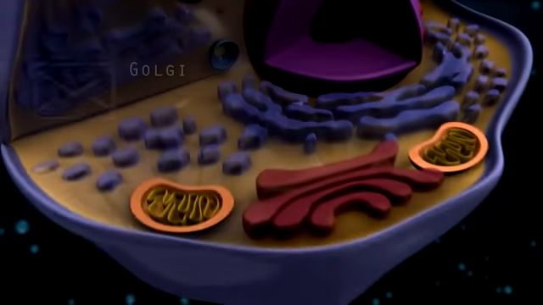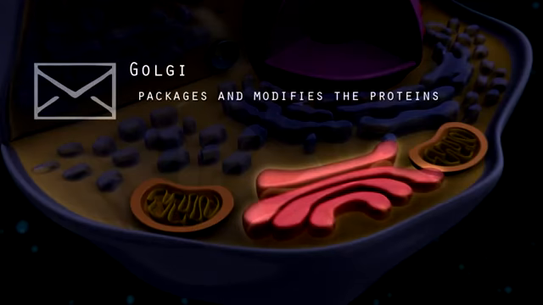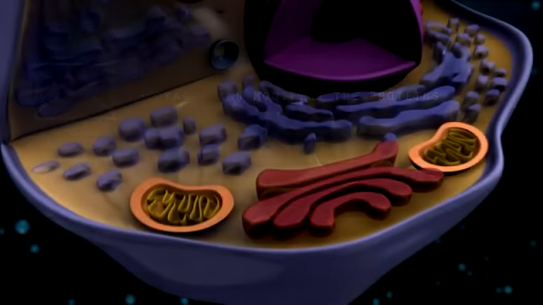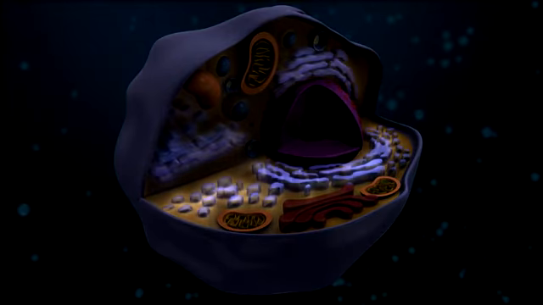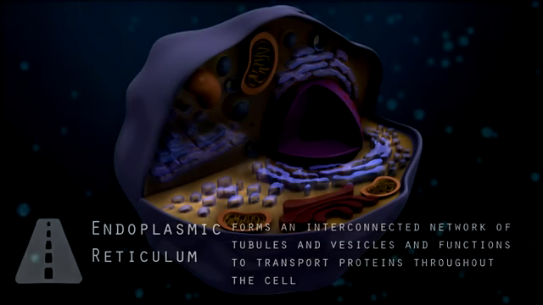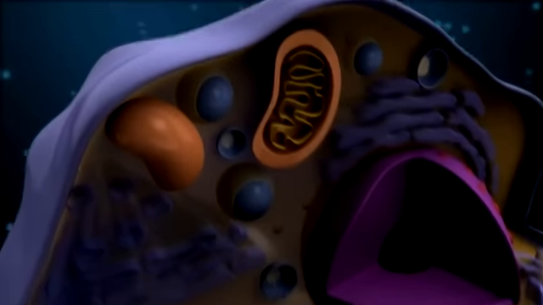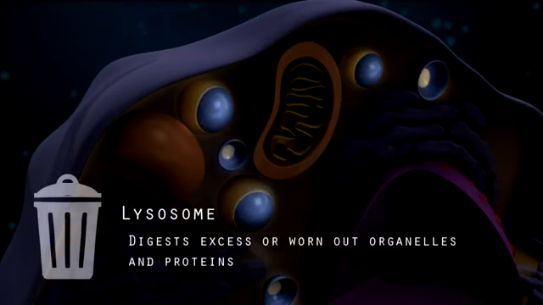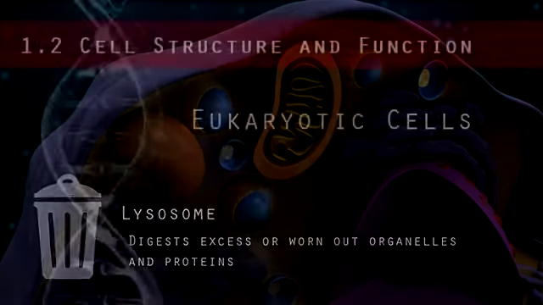The Golgi functions as the post office in the cell and packages and modifies the proteins. The endoplasmic reticulum is the highway of the cell. It forms an interconnected network of tubules and vesicles and functions to transport proteins throughout the cell. So those protein-containing vesicles would be like the trucks on the highways of our city. Many of the protein-producing ribosomes are located on the endoplasmic reticulum. The lysosome is the trash man of the cell because it digests excess or worn-out organelles and proteins by breaking them down and removing them.